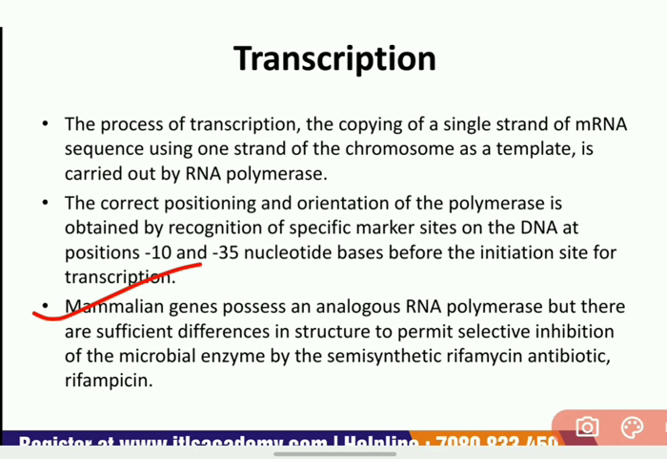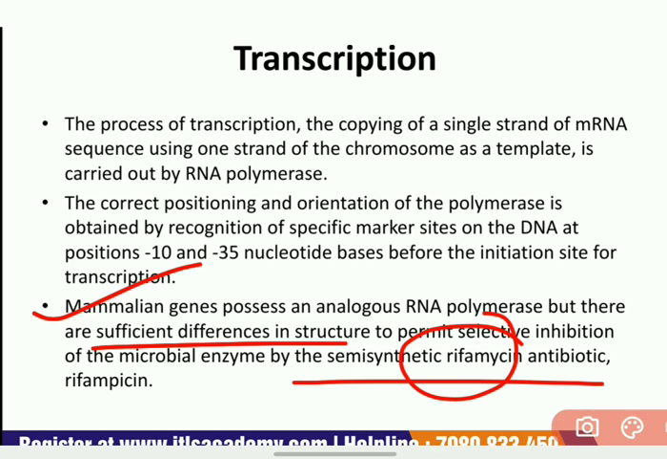Mammalian cells possess an analogous RNA polymerase, but there are sufficient differences in structure to permit selective inhibition of the microbial enzyme by the semi-synthetic rifamycin antibiotic, rifampicin.